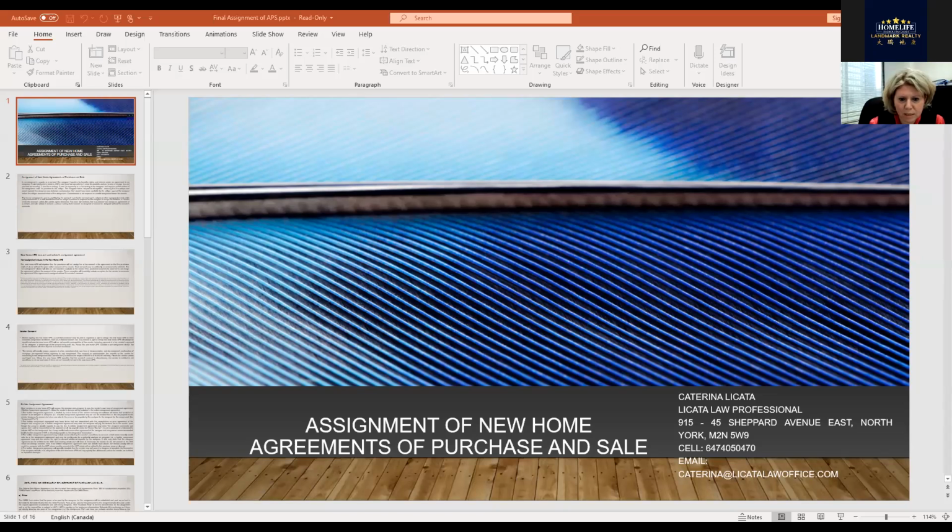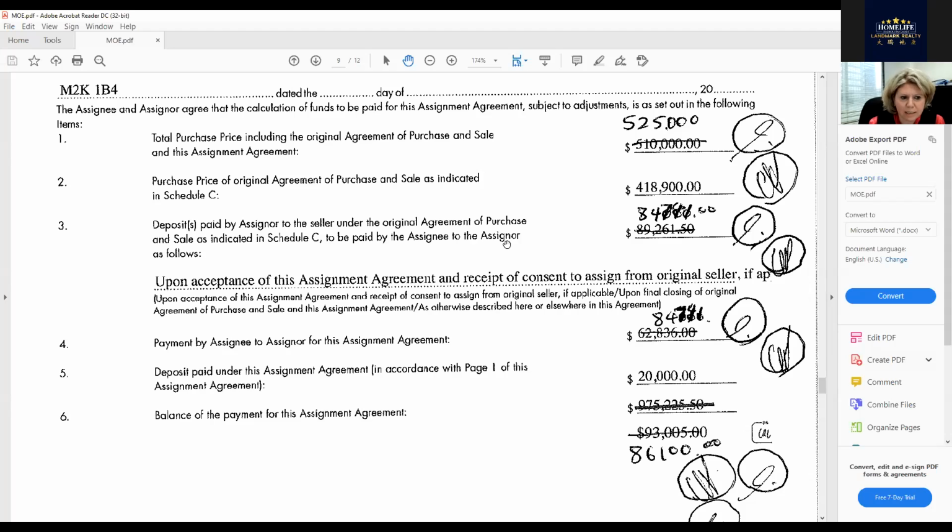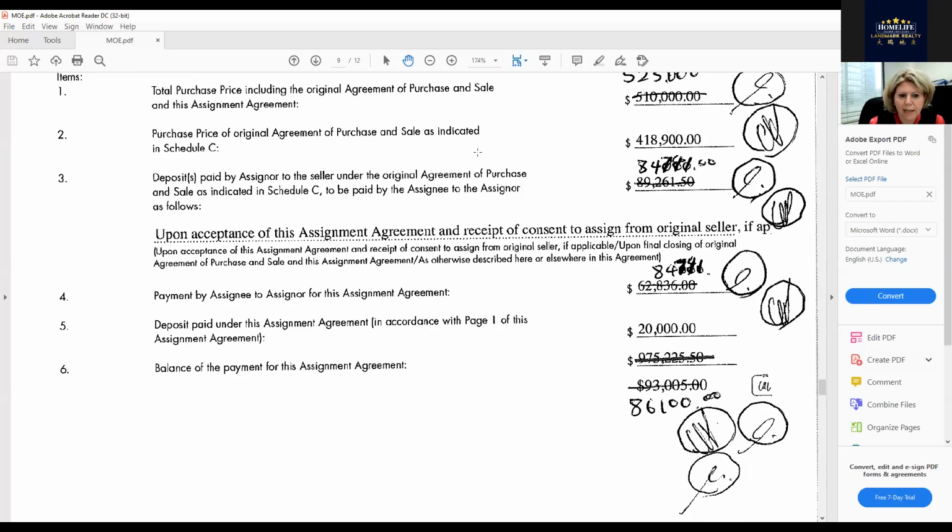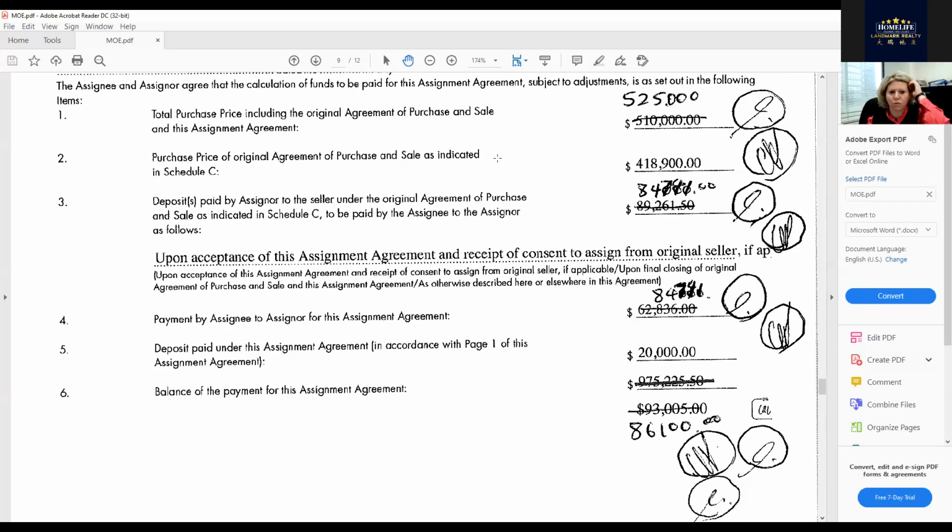So I will go back and show you that this is the OREA form 150, Schedule B. What is important for you to fill up in this form is Schedule A and Schedule B. I'm going back now to Schedule B, and we will see that it's a bit confusing.